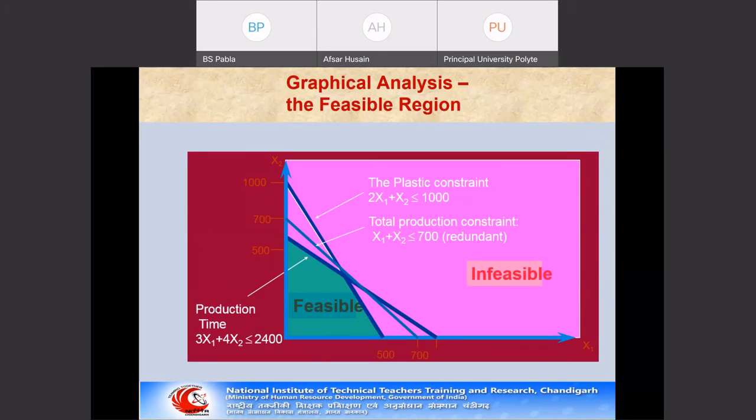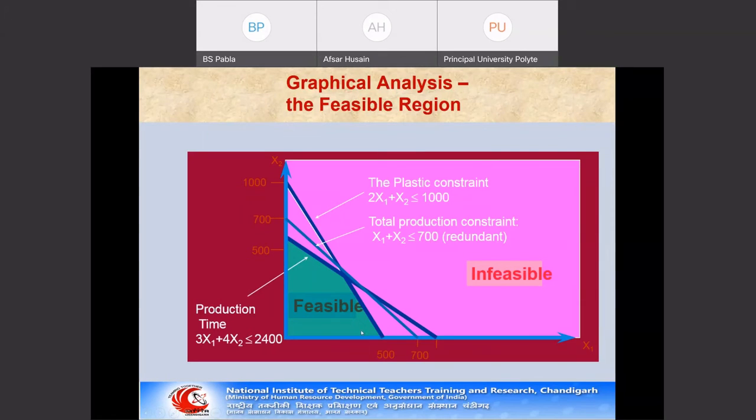Feasible area is basically where none of the constraints is bypassed. All the constraints are satisfied. So what has been done? This plastic constraint is this, total production constraint is this, production time constraint is this. So I cannot have a quantity which is here. I cannot have a quantity which is there.